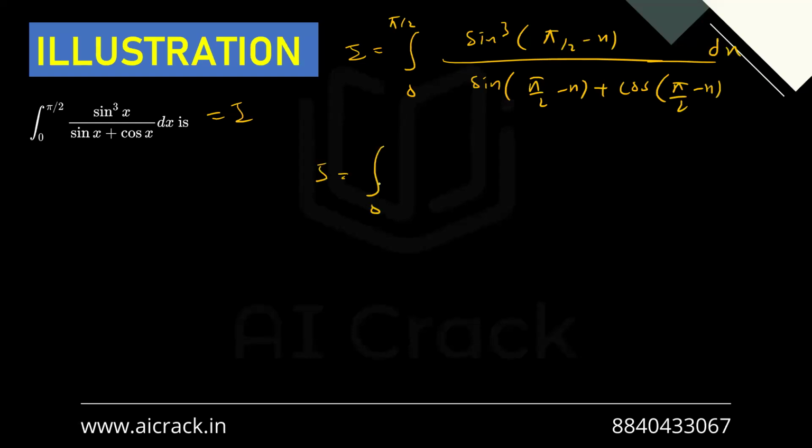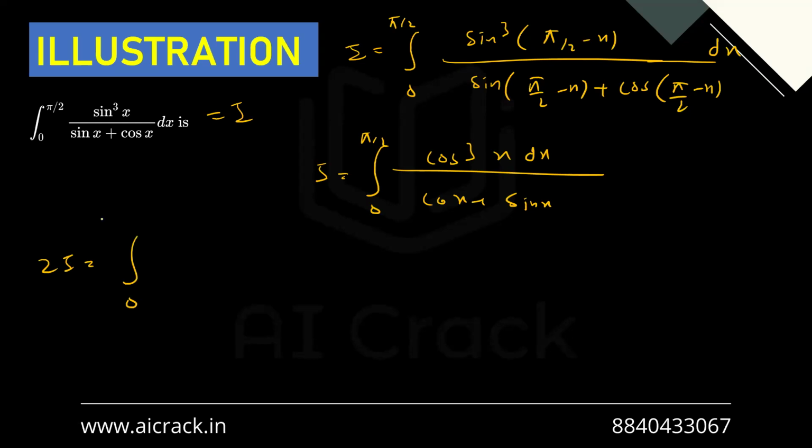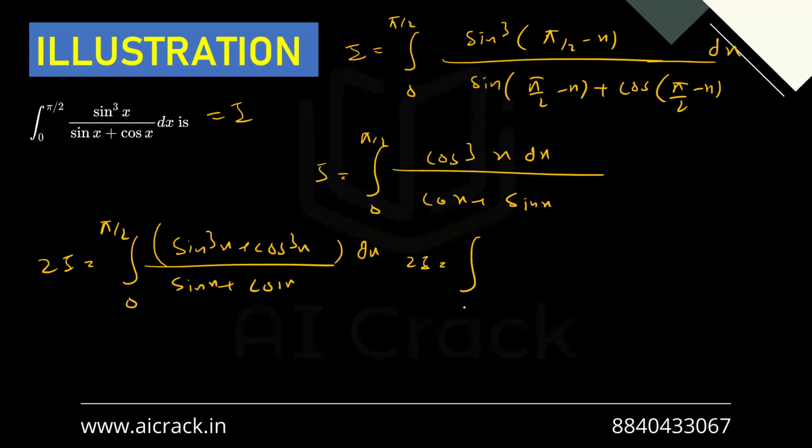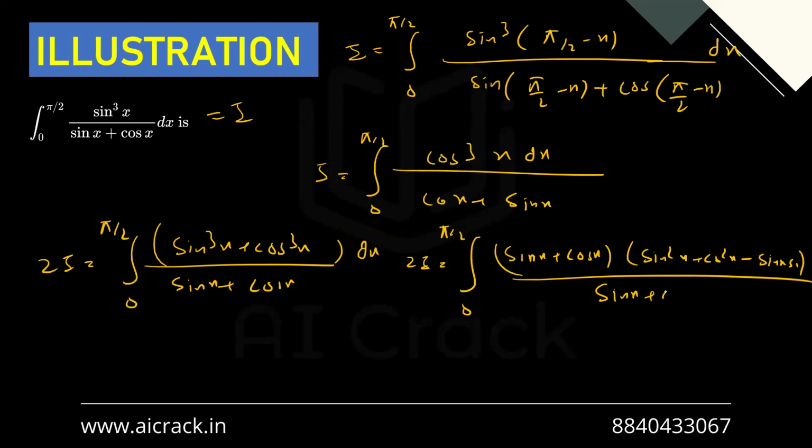So this becomes I equals to 0 to pi by 2. This is nothing but cos cube x dx divided by cos x plus sin x. If we add both of them, we'll be getting 2I equals to integral 0 to pi by 2 sin cube x plus cos cube x divided by sin x plus cos x, right? Now we can use a cube plus b cube over here. So this would become 2I equals to integral 0 to pi by 2. This is nothing but sin x plus cos x multiplied by sin square x plus cos square x minus sin x cos x, okay, divided by sin x plus cos x.